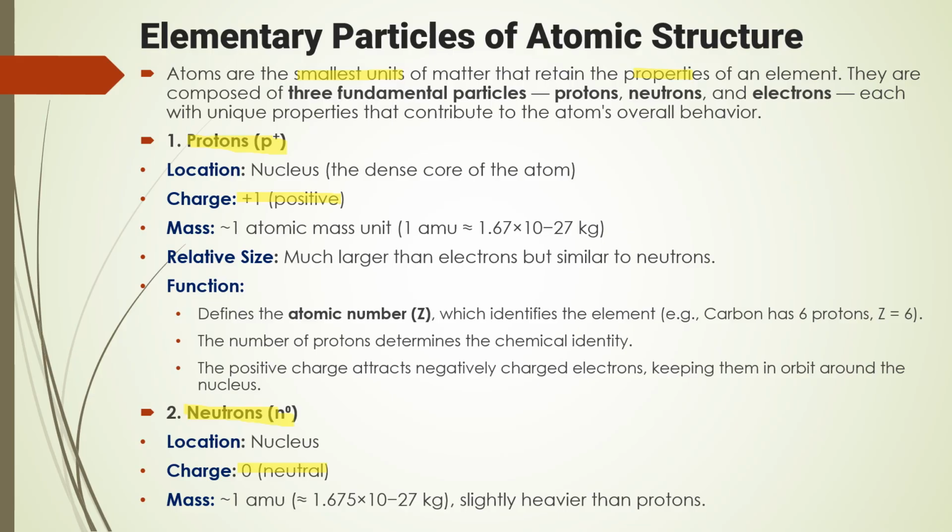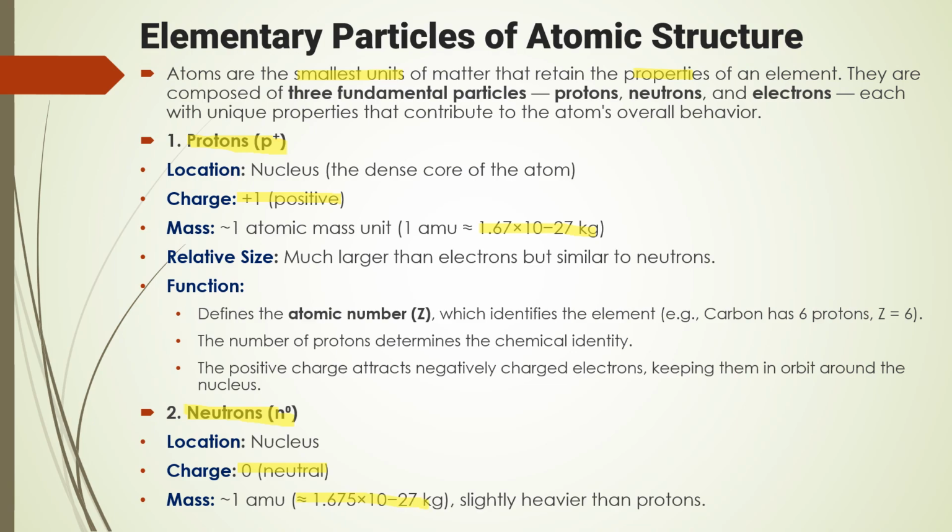Number one is the proton. Now, where is the proton located? Protons and neutrons are both located in the nucleus. So the proton is located in the nucleus, the dense core of the atom, and it has a positive charge, while the neutron has a zero charge.